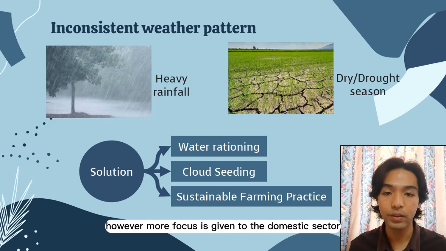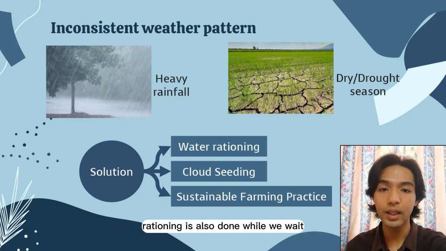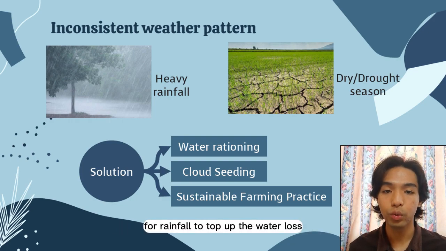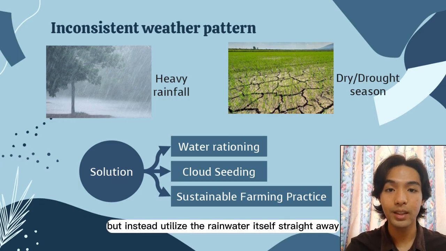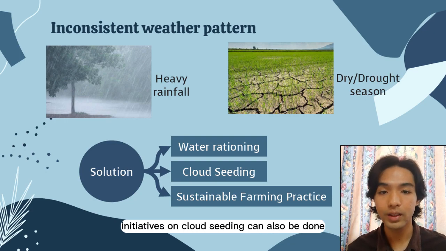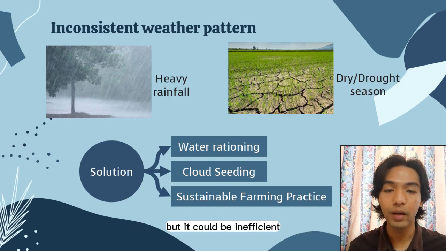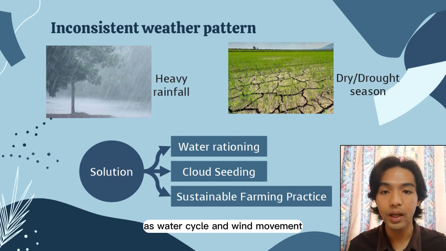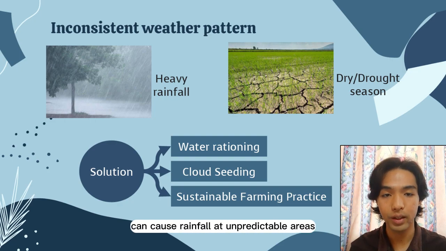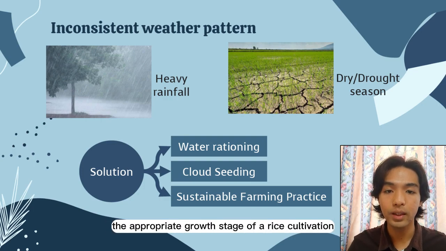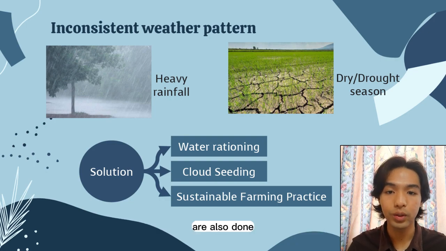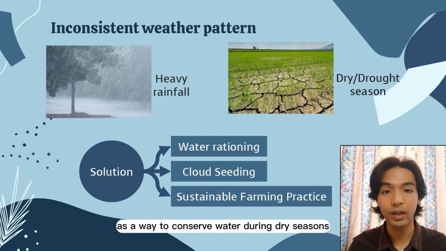However, more focus is given to the domestic sector. Rationing is also done while we wait for rainfall to top up the water loss, and when it rains, it is not advisable to use the rain in the dams, but instead utilize the rainwater itself straight away. Initiatives on cloud seeding can also be done, but could be inefficient as water cycle and wind movement can cause rainfall in unpredictable areas. Apart from that, farming practices like using adequate water at only the appropriate growth stage of rice cultivation are also done as a way to conserve water during dry seasons.